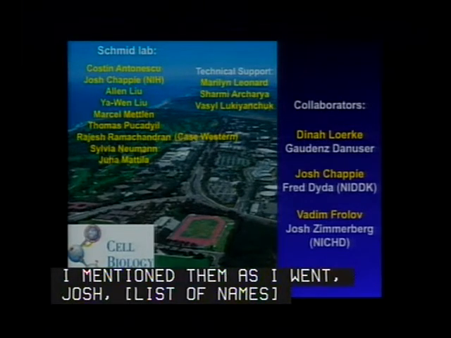Others are working on other aspects of clathrin-mediated endocytosis and different isoform differences with dynamin, lots of other interesting things going on that we couldn't put into here.